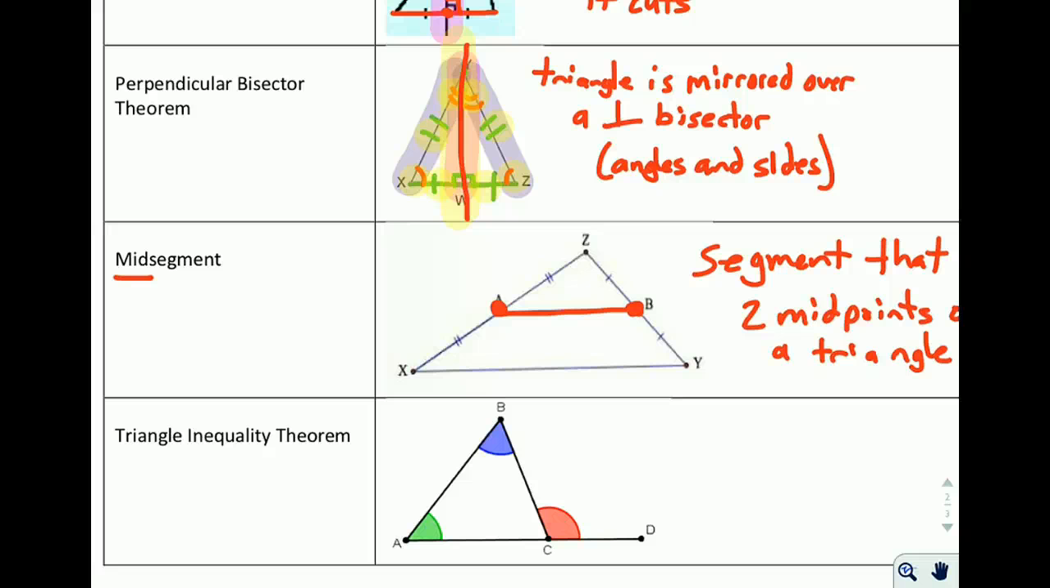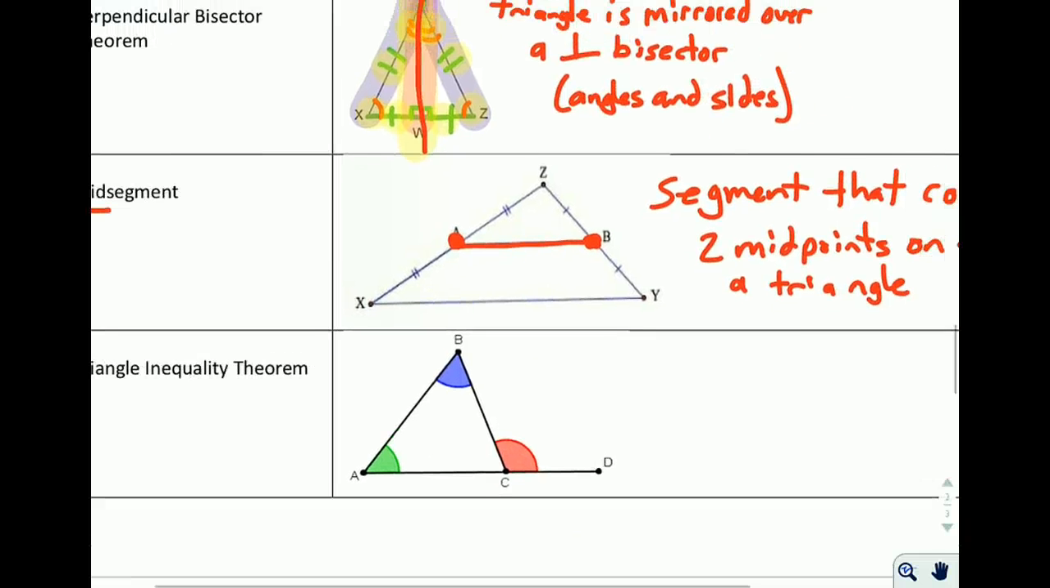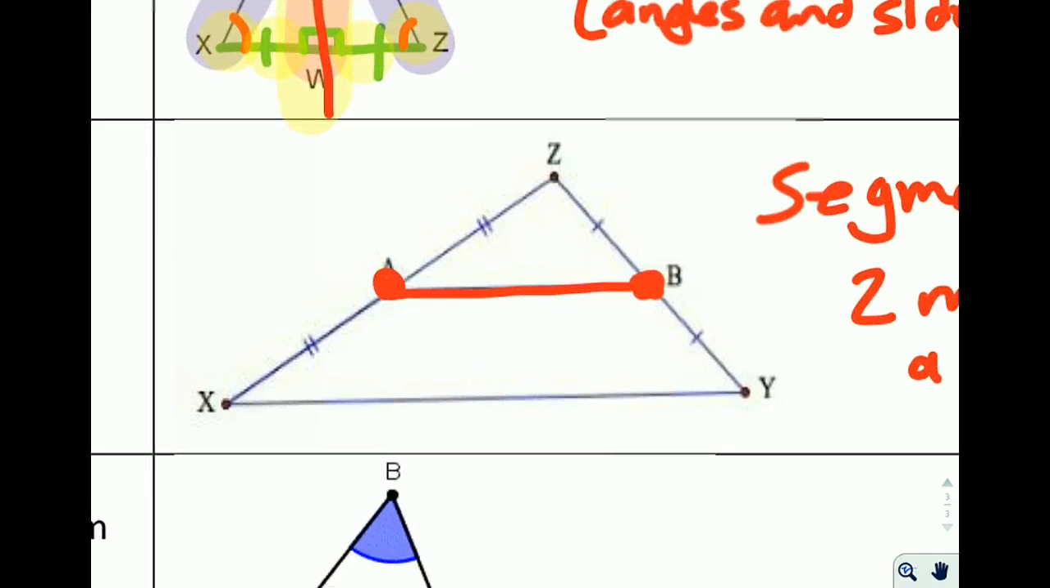Now, one of the things that's particularly cool about midsegments is that it has a handful of extra properties. So kind of like the perpendicular bisector makes magic happen, when you know you have a midsegment, you get that this side must be split in half, right? Because this is a midpoint. And in the same way, if this is a midpoint, this side must be split in half.